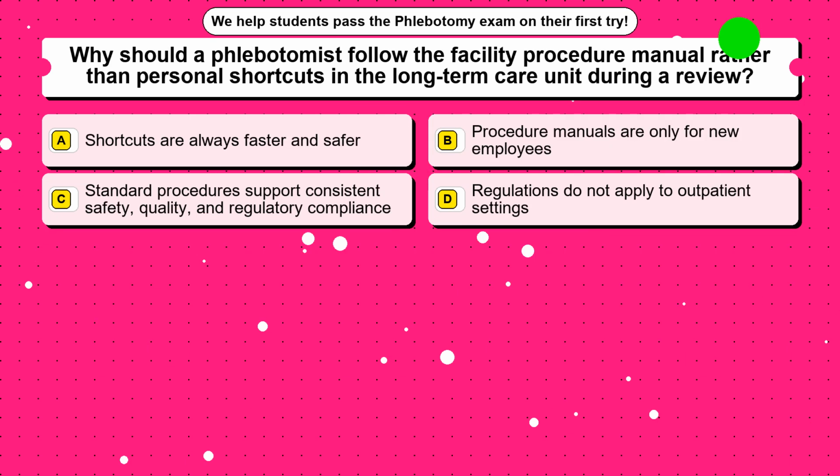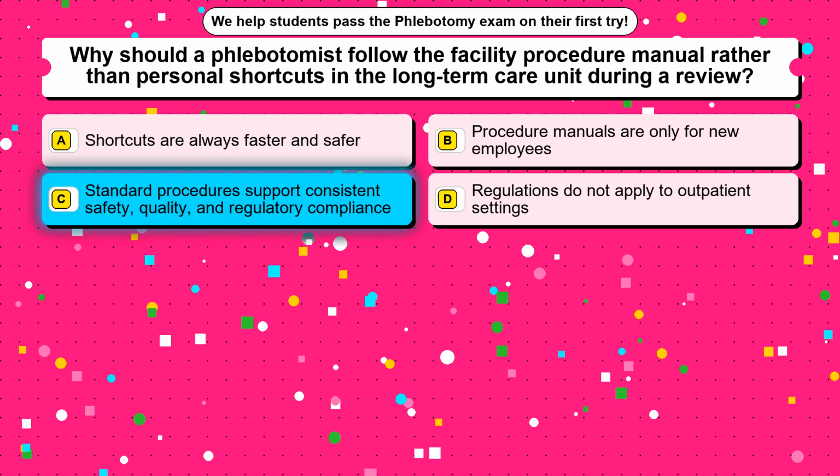Question 89. Why should a phlebotomist follow the facility procedure manual rather than personal shortcuts in the long-term care unit during a review? Option A. Shortcuts are always faster and safer. Option B. Procedure manuals are only for new employees. Option C. Standard procedures support consistent safety, quality, and regulatory compliance. Option D. Regulations do not apply to outpatient settings.